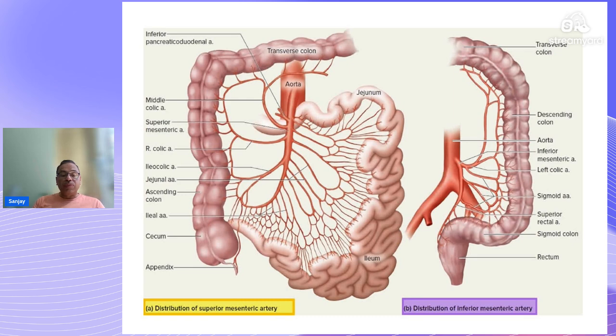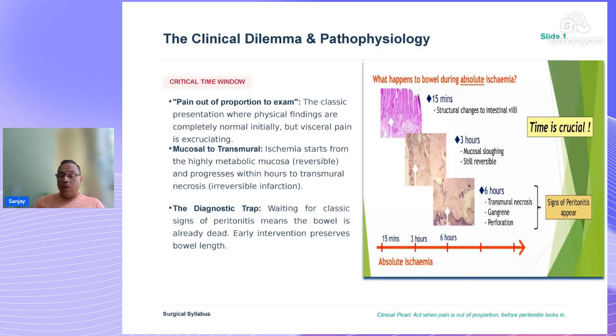So this is the distribution of the superior mesenteric and the inferior mesenteric artery, which together form a very rich anastomotic network in the mesentery, leading to a vast collateral circulation. However, two important areas, the hepatic flexure and the splenic flexure, remain watershed areas where they are more vulnerable to any ischemic damage. So whenever there is an occlusion of one of these important vessels or its branches, the hepatic flexure and the splenic flexure are the most vulnerable to ischemic damage to the bowel.